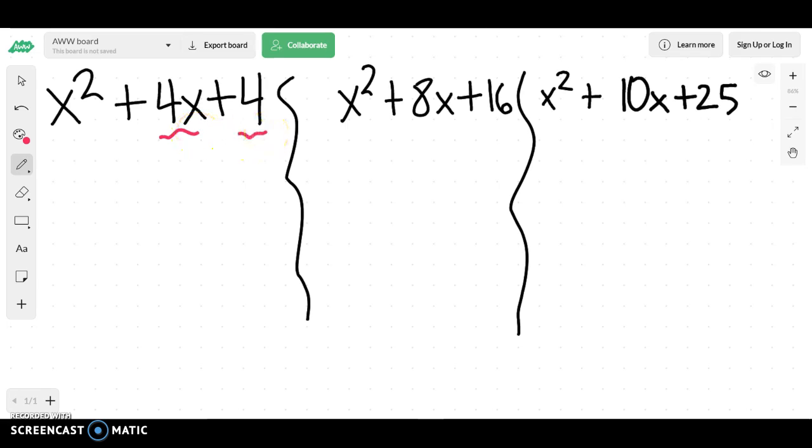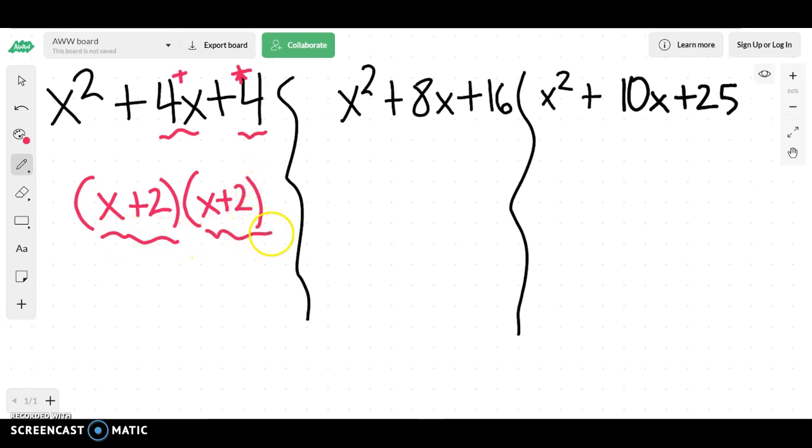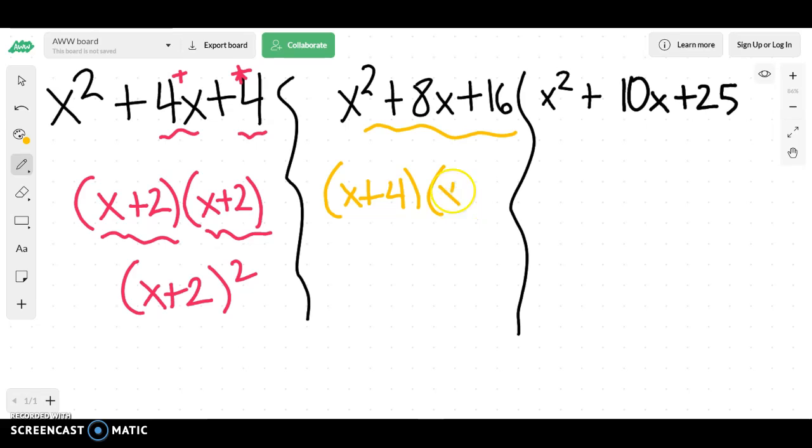you would say, okay, we're going to get x plus 2. Because I have to think of two numbers that multiply together to give me 4 and add together to give me 4, and x plus 2. Well, because they're exactly the same, I could write it as x plus 2 squared. Okay, let's see what would happen when we factor this one. So if we factored this one, we'd get x plus 4 and x plus 4. So we could write x plus 4 squared.